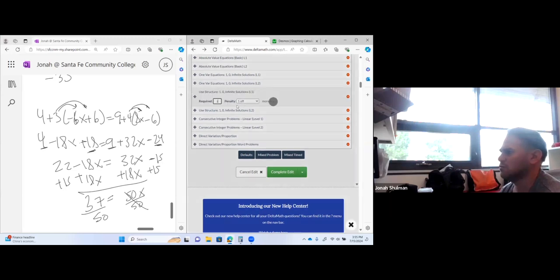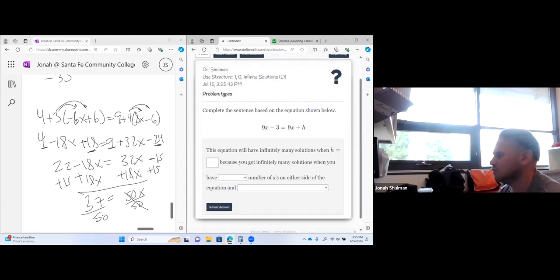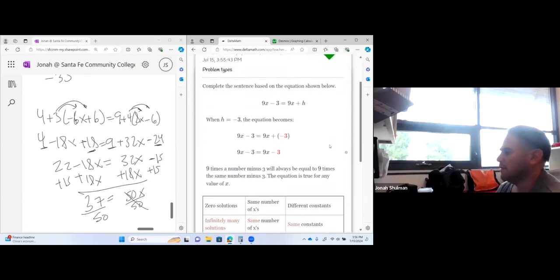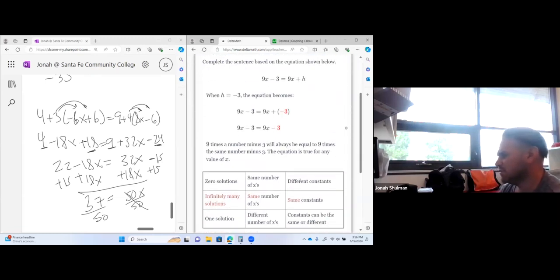Here's the last few. You have to use structure for these. This equation will have infinitely many solutions when x is negative 3 because they're equal to each other. Because when you have the same number of x's on either side of the equation and the same constant, it's the same equation. So when it's zero solutions, the same x's, different constants, infinitely many, same number, same constants, one solution, different x's, and the constants are different.